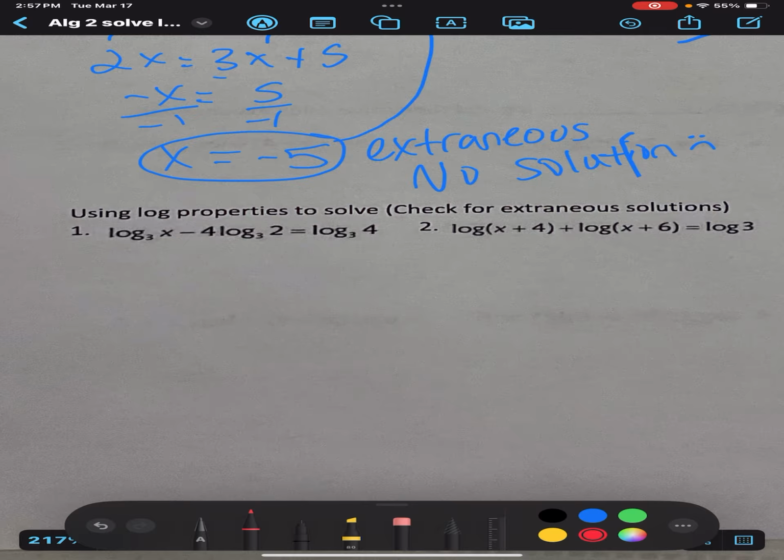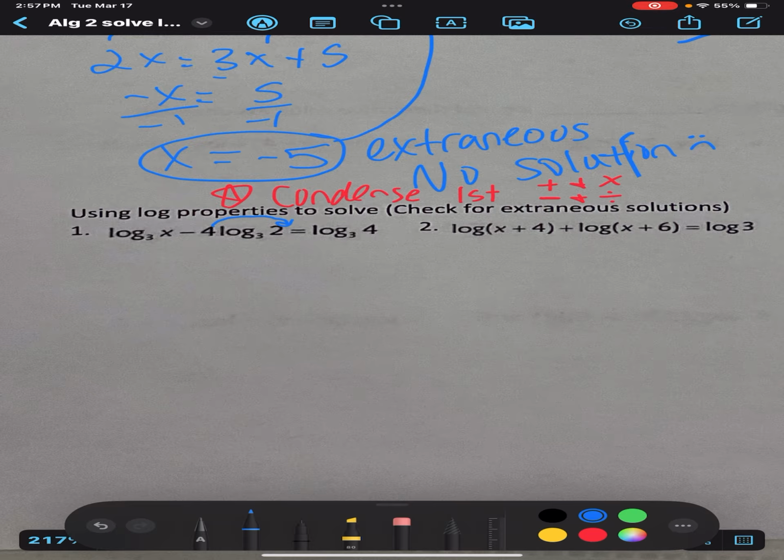What we need to do is condense first. And that's the properties that you learned, hopefully, on Friday, I believe. Condense first. So remember the key things. Adding and multiplication go together, subtraction and division go together. So when I see log base 3 of x minus log base 3 of 2 equals log base 3 of 4, I'm like, ooh, I see some exponents.